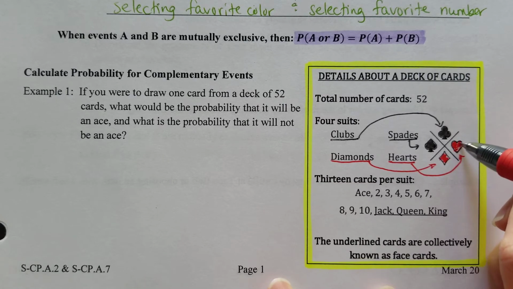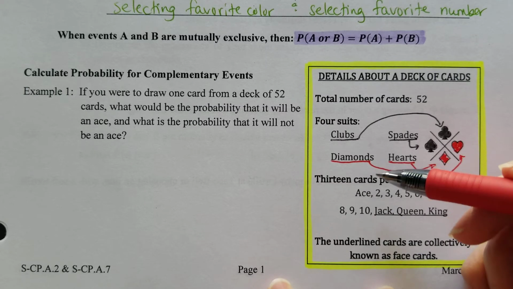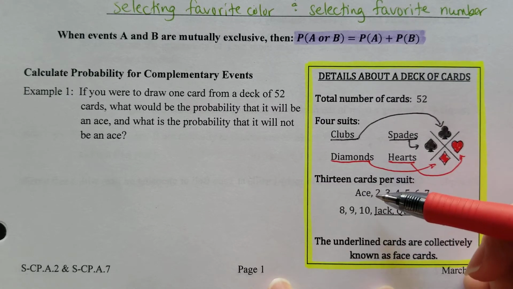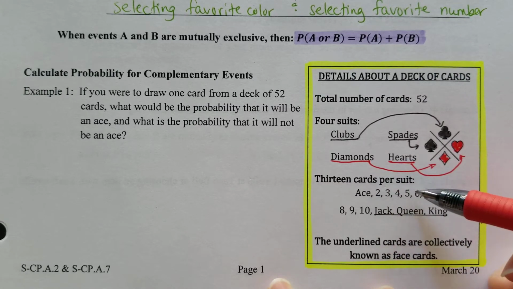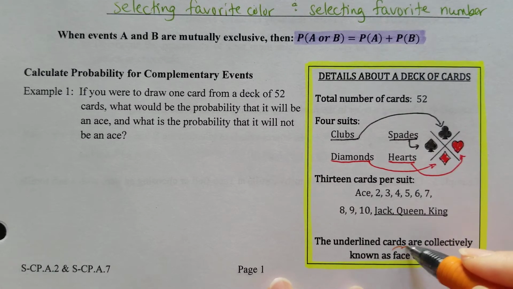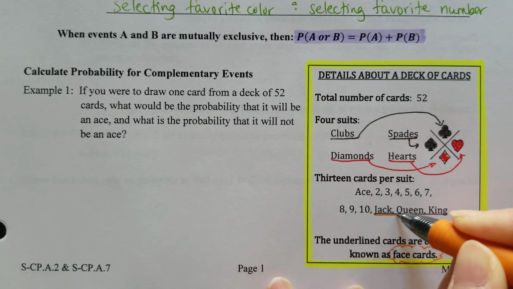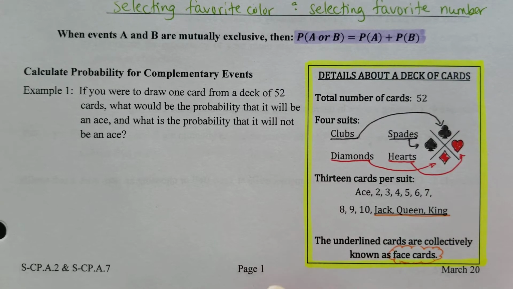Within each suit, there are 13 cards because 52 divided by 4 is 13, and those 13 cards start with an ace, which counts as a 1, 2, 3, 4, 5, 6, 7, 8, 9, 10, and then you'll see Jack, Queen, King, and the Jack, Queen, King are underlined because the underlined cards are called face cards. So I'm just going to put a little happy bubble around that and underline this here. They're called face cards because they have actual faces on them.